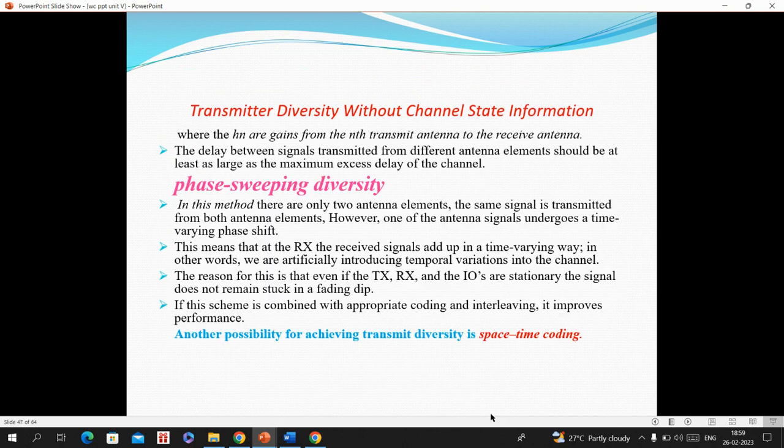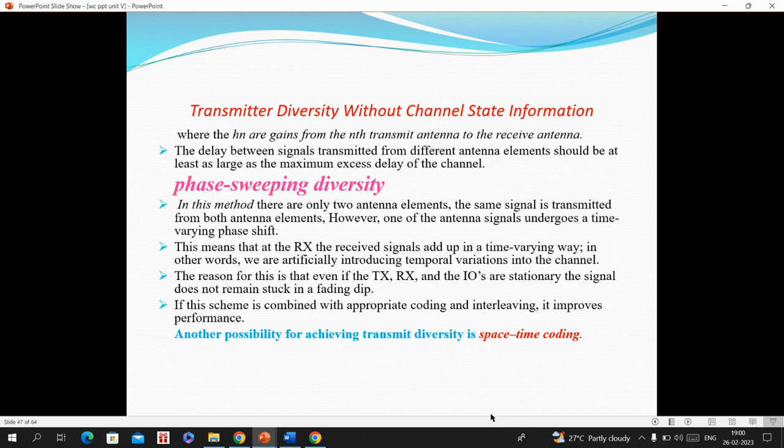The second scheme, if we don't have CSI, is phase sweeping diversity. First, we adjusted the time delay; in this second concept, we adjust the phase of the individual elements. We create some phase difference between antenna elements 1 and 2, and then 2 and 3, and similarly between all M antennas. These phase shifts provide time varying phase shifts at the receiving end, which means the received signal will add up with a time varying gain. So we are artificially introducing temporal variations in the channel. This is one scheme we use if we don't have the CSI.